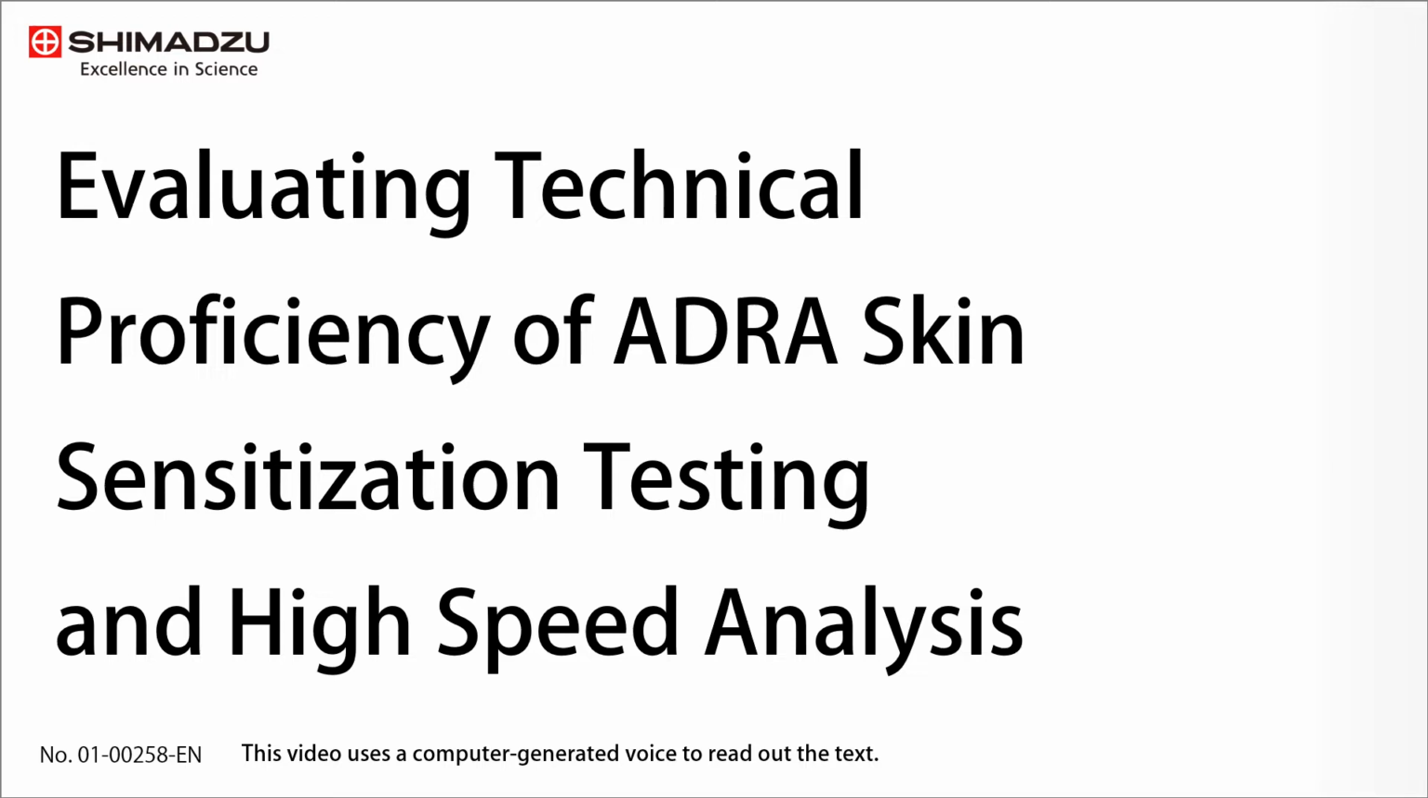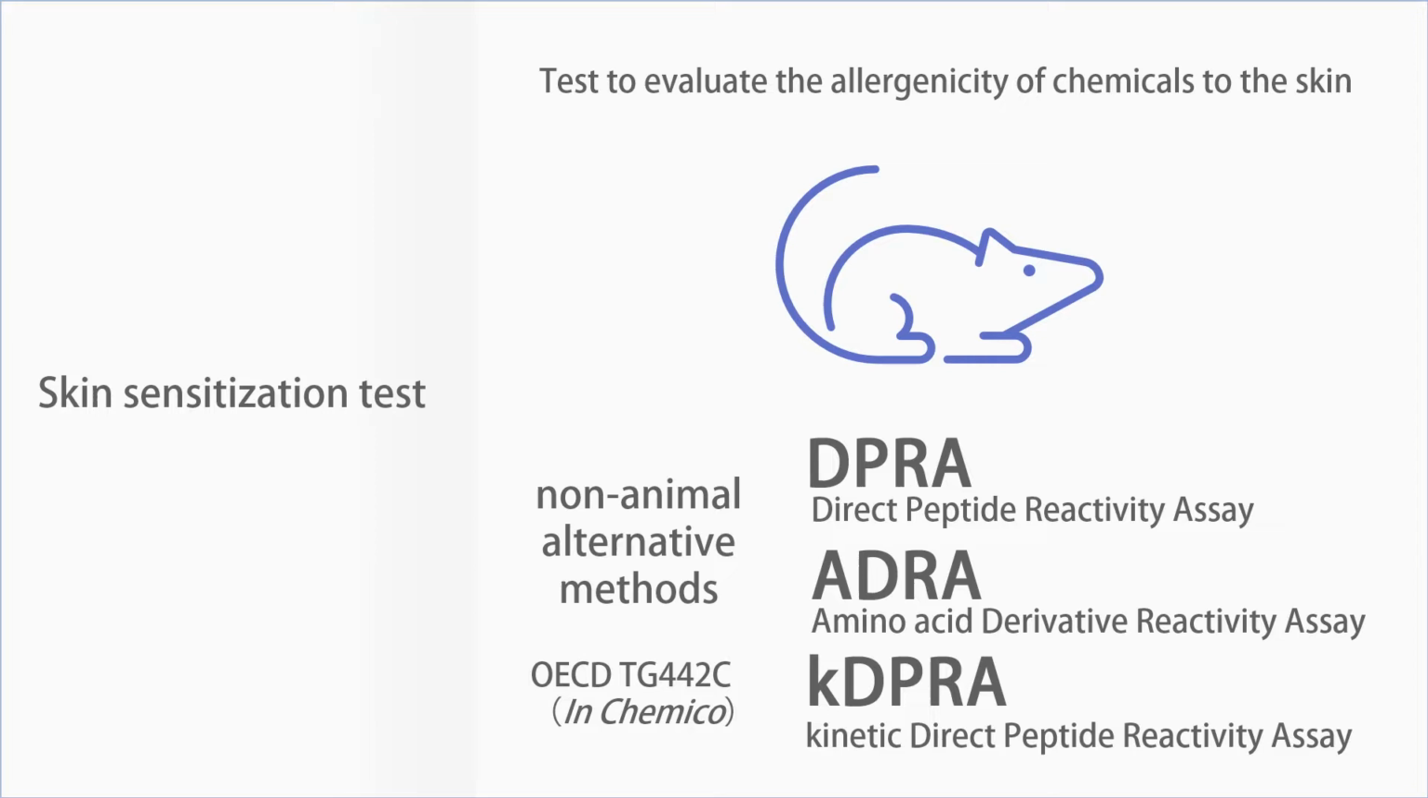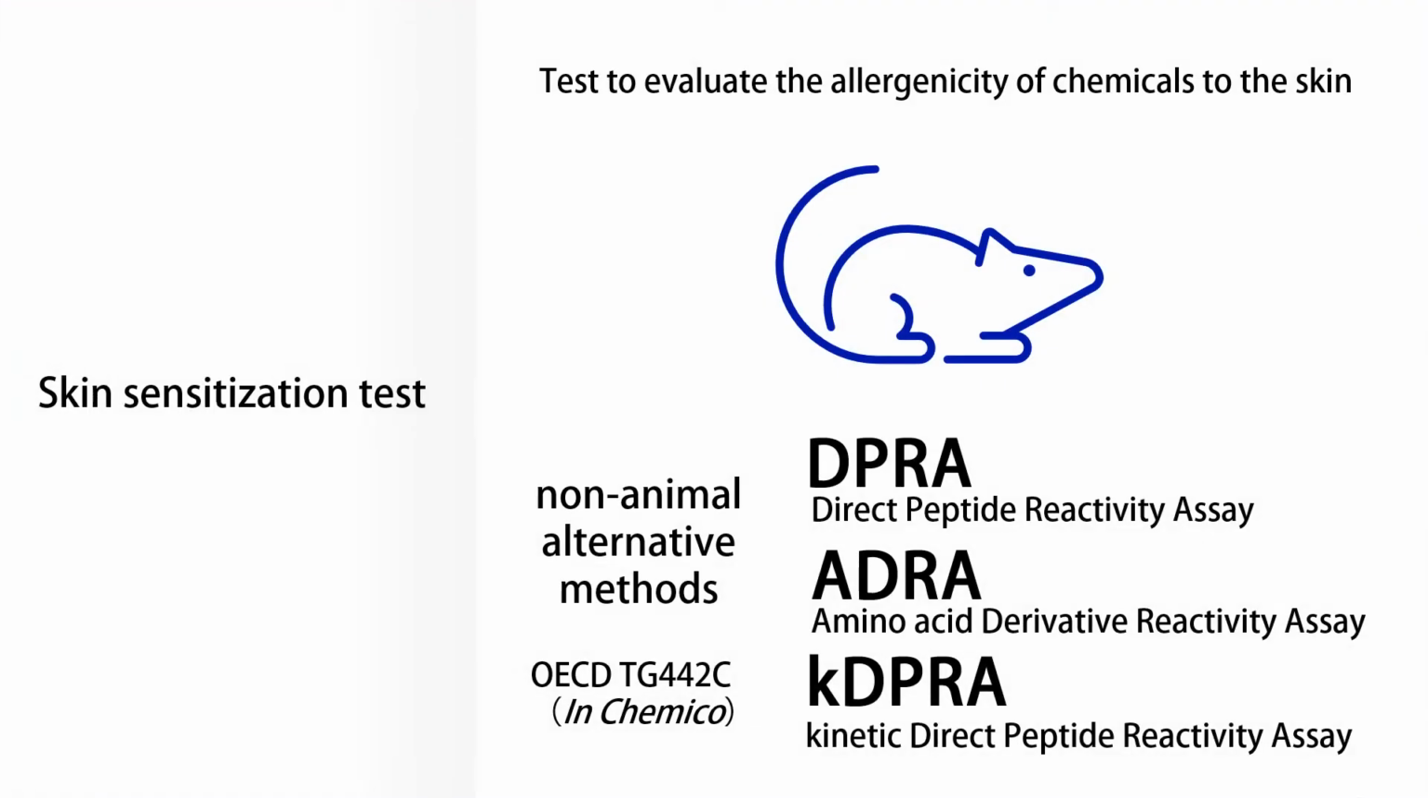Have you considered using HPLC for skin sensitization testing? A skin sensitization test is a test to evaluate the allergic reactivity of skin to certain chemical substances. To promote animal welfare, alternatives to animal testing are being developed. DPRA, ADRA and kDPRA are currently listed as alternative methods in OECD TG 442C. The OECD Testing Guidelines is a collection of international guidelines for chemical hazard evaluation.